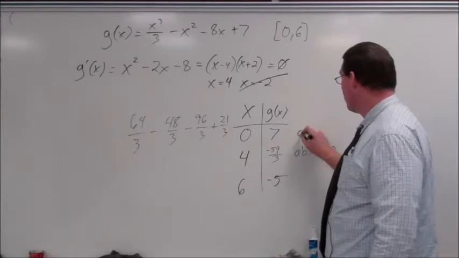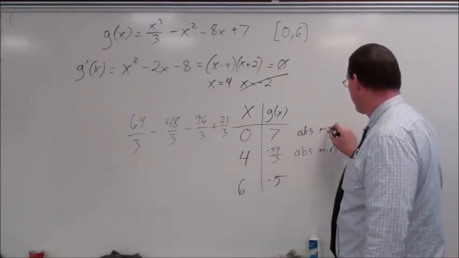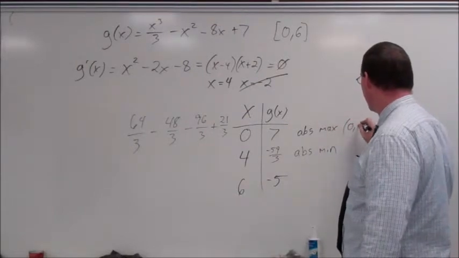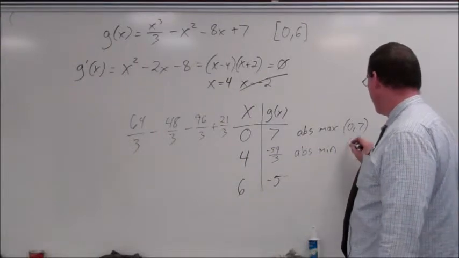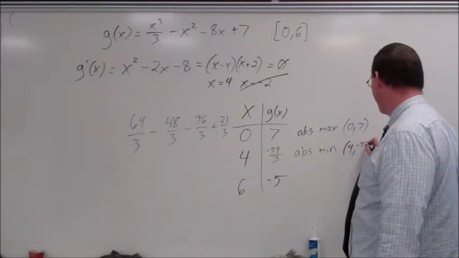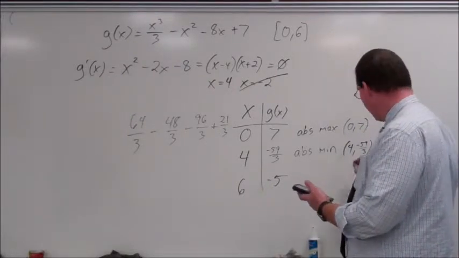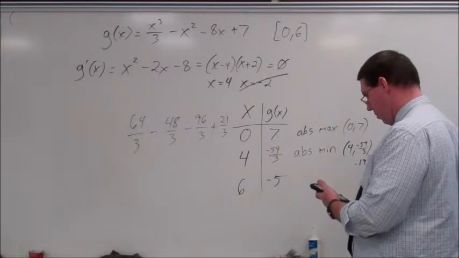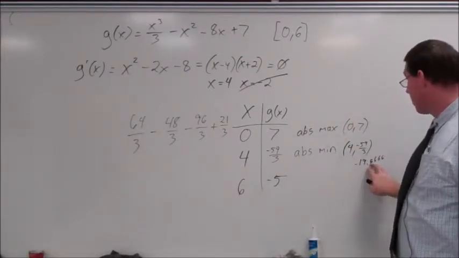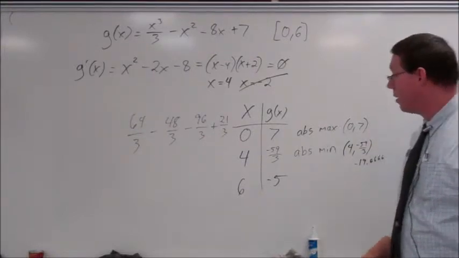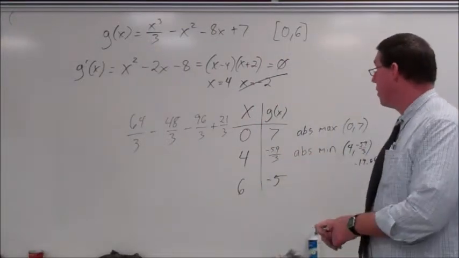My absolute maximum winds up being at my endpoint, 0, 7. My absolute maximum is at 0 and 7. And then this is at 4 and negative 59 over 3. Now, if you did negative 59 divided by 3 and you got negative 19.6666, that's okay too. I would take that. But that's the absolute minimum, and that was all that was asked for in that problem. So there's the absolute maximum, the absolute minimum.